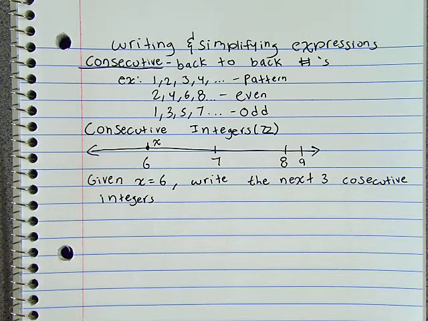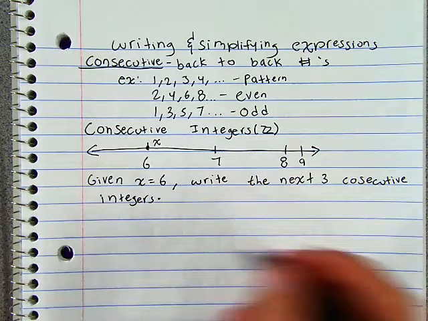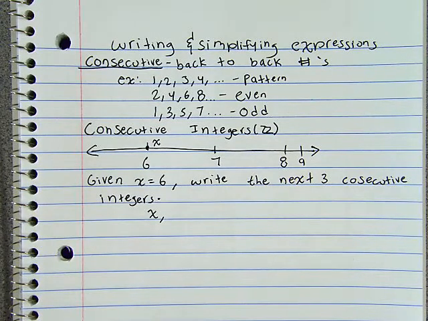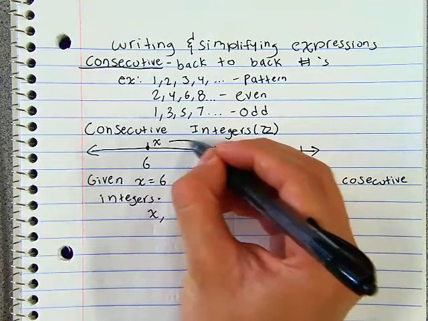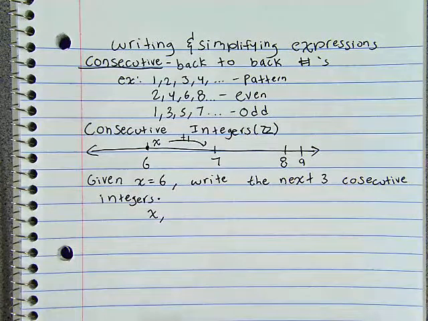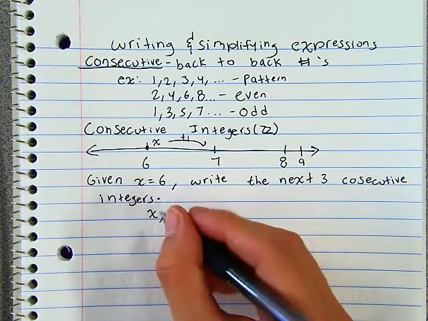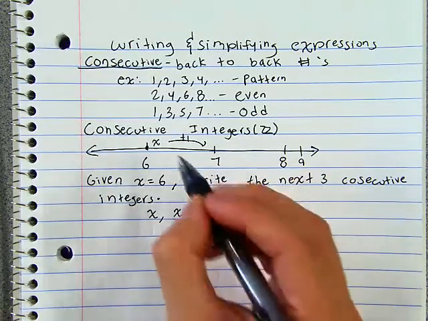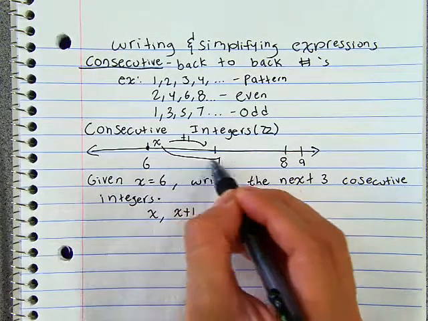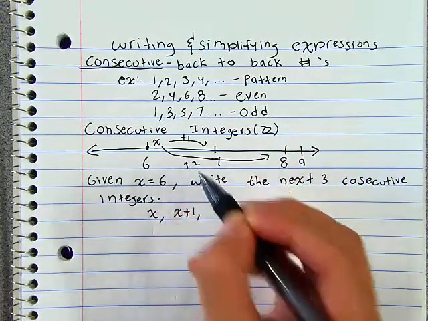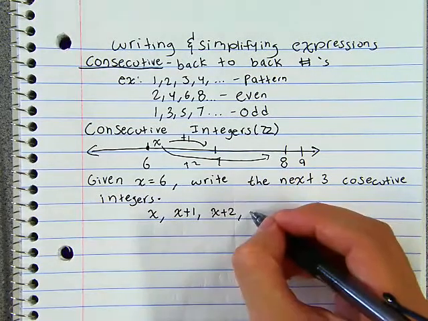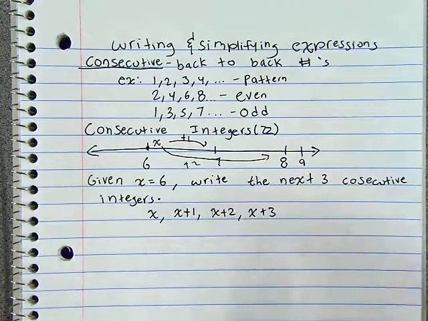Write the next 3 consecutive integers, but we want to write it algebraically. So let's say x or 6 is the first one. To get from 6 or x to 7, we have to add 1. So algebraically, if 6 is x, then 7 would be x plus 1. To get to the next one, 8, we would have to add 2, so it would be x plus 2. And then to get to 9, we would have to go 3 over, so it would be x plus 3.